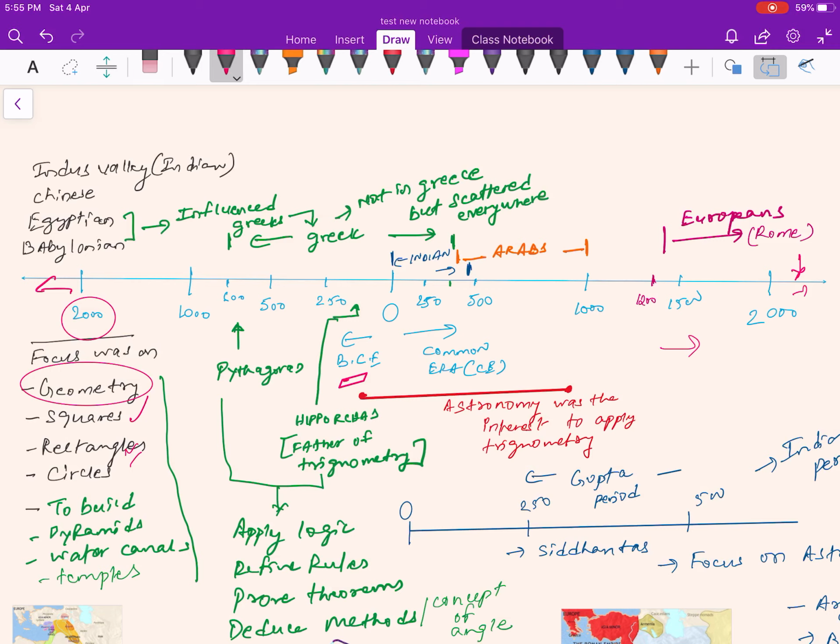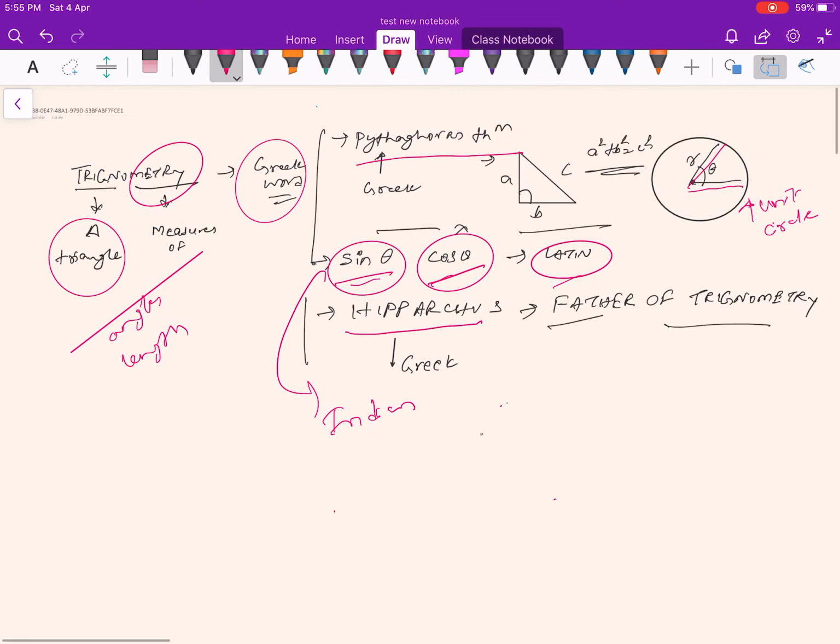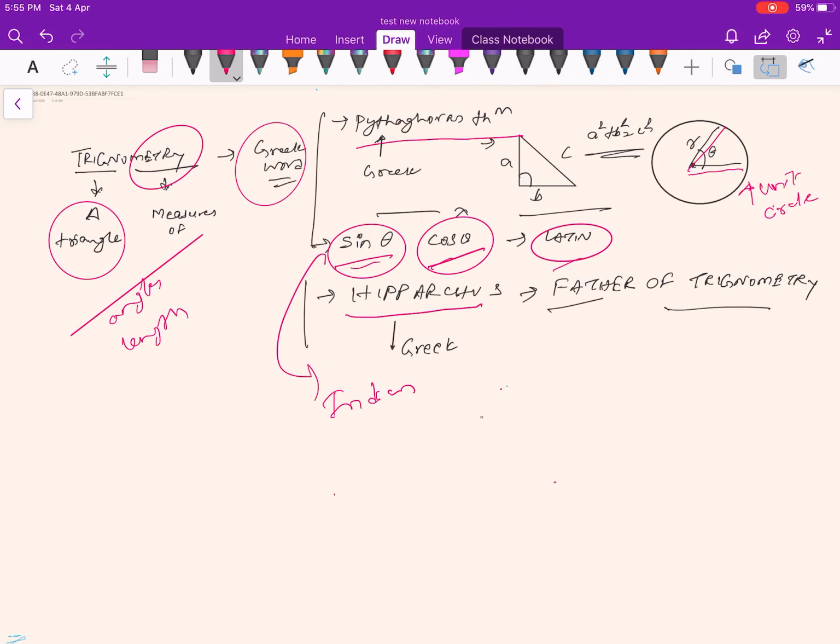But if you see anywhere between 600 BC to, let's say, 500 AD, that area of the timeline, a lot of things happen. One of the things that happen, if you see the green text that I put, is the evolution of Greek mathematicians, or how they evolved. And if you go to the history, there's tons of Greek mathematicians, but today I've just put a couple of names: Pythagoras, like I just said, and Hippocrates, because he's the father of trigonometry.